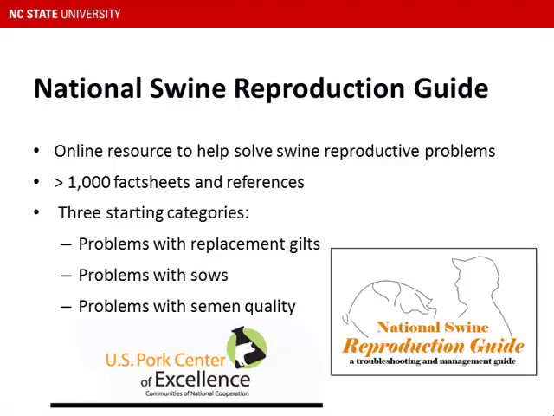It has 3 overarching categories: problems with replacement gilts, problems with sows, and problems with boars, or more specifically, with semen quality. Once choosing a category, you can then narrow down to the specific problem that you're having, and then you can see a fact sheet with viewable references on how to alleviate the problem.